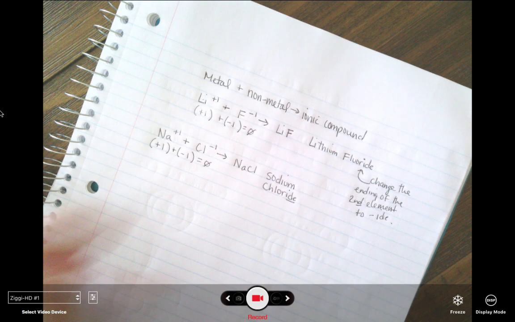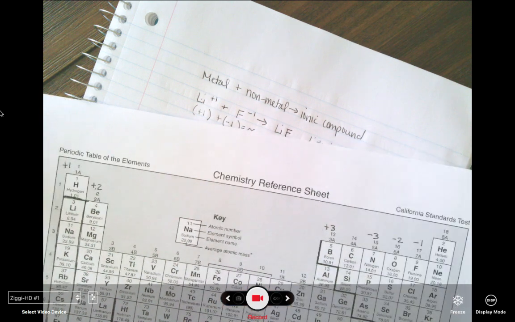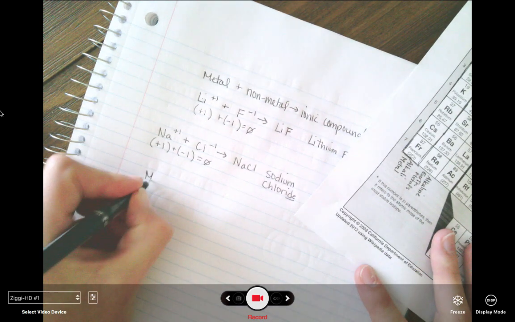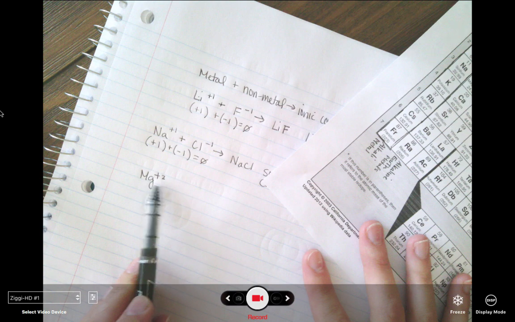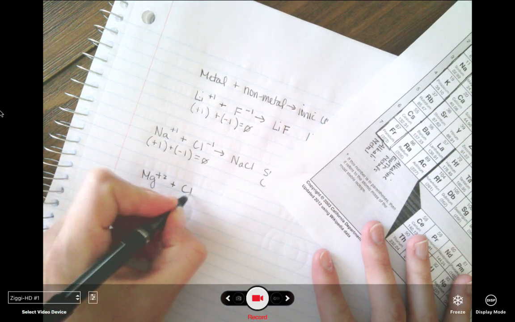Well, what if the charges don't cancel out? Because as you saw in your periodic table, you have +1, +2, +3, -3, -2, -1. So let's pick a couple of examples that show how to deal with other charges. So let's pick magnesium. Magnesium's a +2. So as a cation, it is going to give away 2 electrons. What if I wanted to bond that to chlorine?